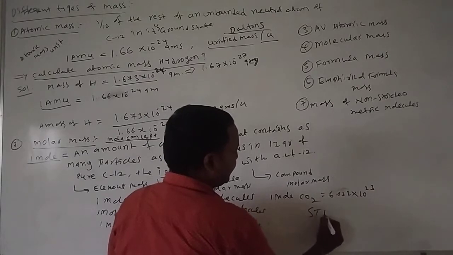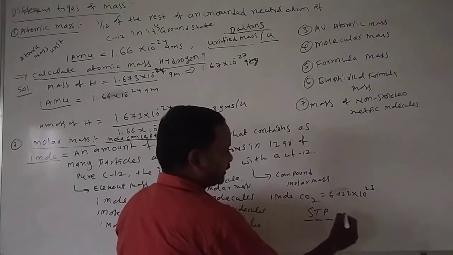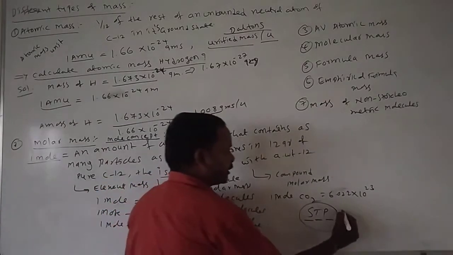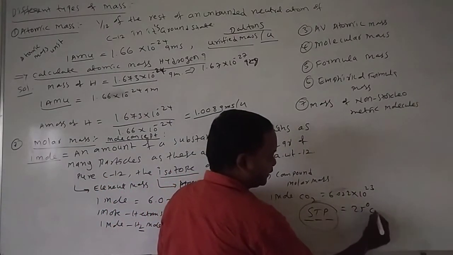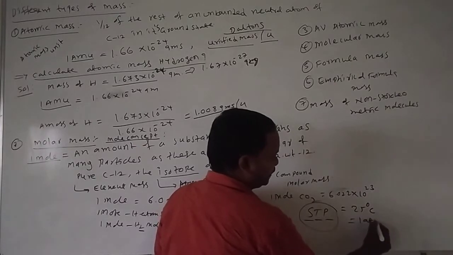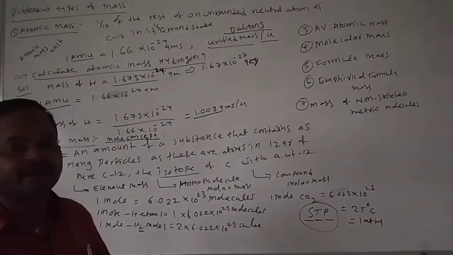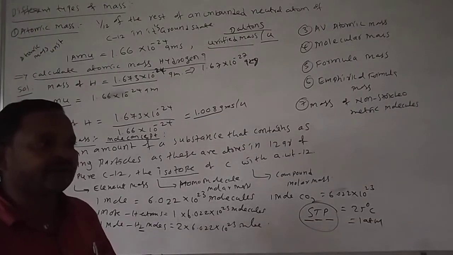What is the STP? Standard temperature and pressure. What are the standard conditions? Temperature means 25 degrees centigrade, pressure means 1 atmosphere pressure. These are the standard temperature and pressure conditions.